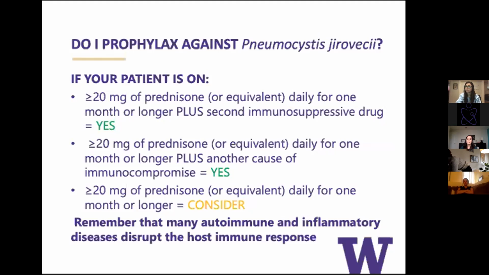But the thing I want you to keep in mind is that many of these autoimmune disorders, as well as other chronic inflammatory conditions for which steroids are indicated, also inherently disrupt the host immune response. And therefore, these patients may have an underlying immunocompromised state. And you should consider this carefully when starting a patient on a glucocorticoid for a long time, particularly 1 month or greater.